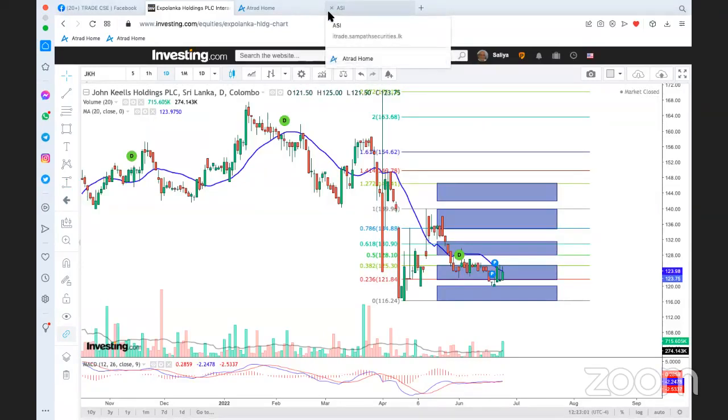Can you please explain how we can profit using this price action study?